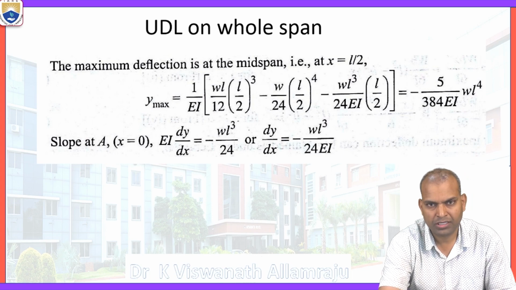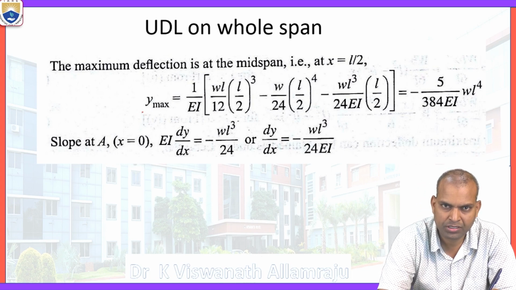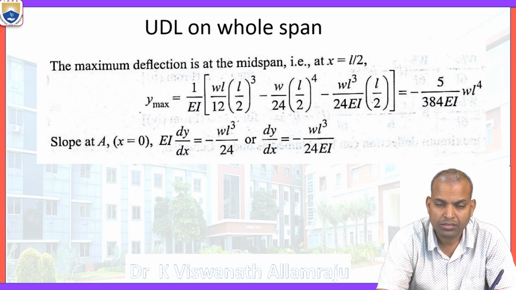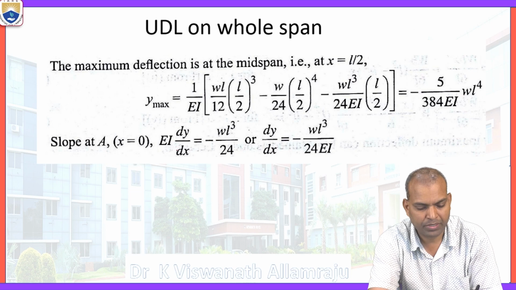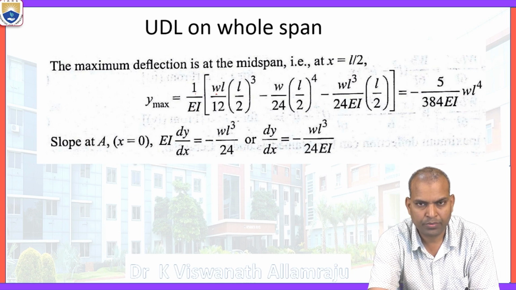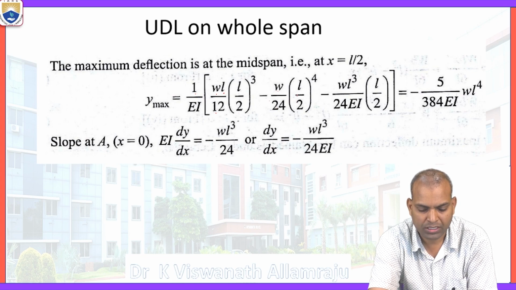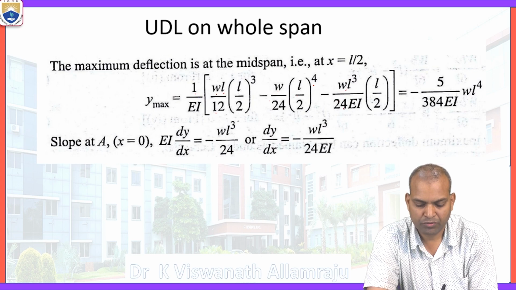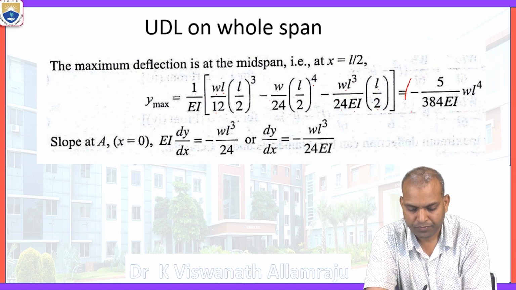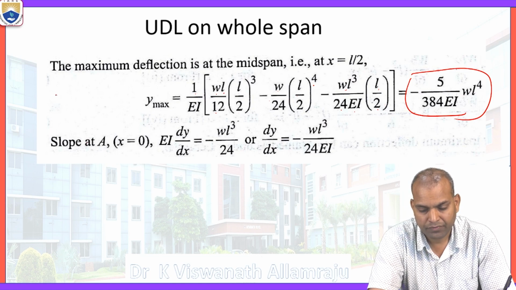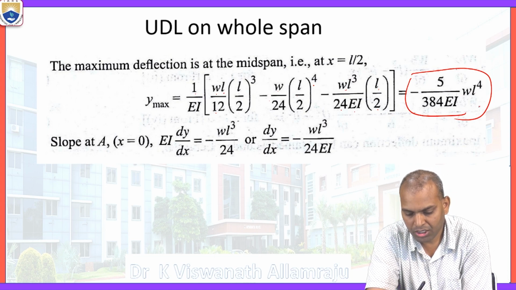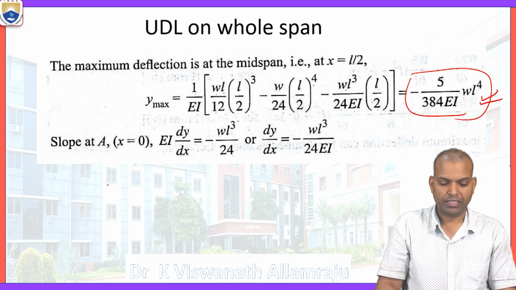Now, we want the maximum deflection. The maximum deflection happens where? At x equal to L/2. Substitute x equal to L/2 in the deflection equation. The maximum deflection is obtained as 1/EI times wL/12 (L/2)³ minus w/24 (L/2)⁴ minus wL³/24 times L/2. That deflection value is negative 5wL⁴/384 EI. This is the y maximum value.